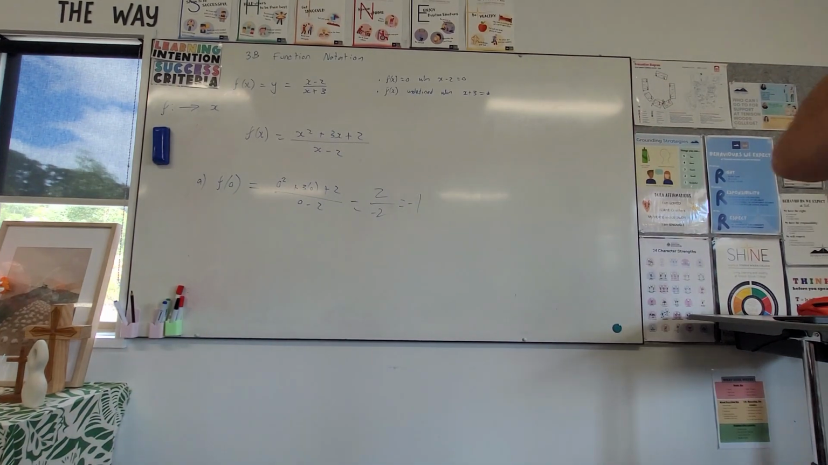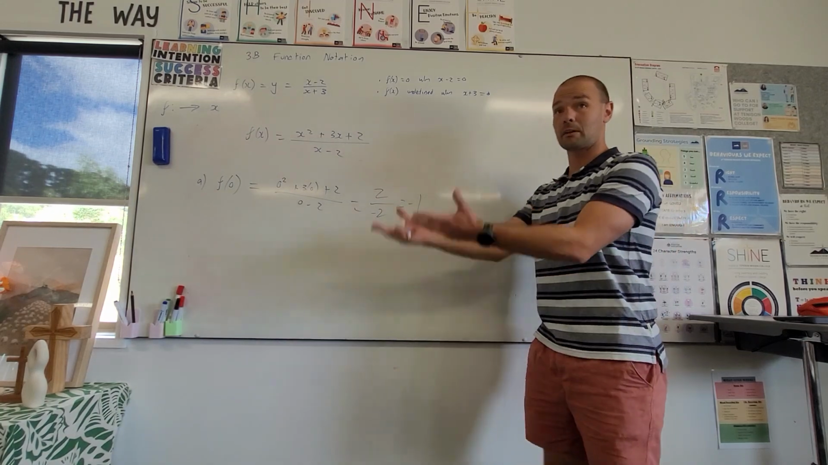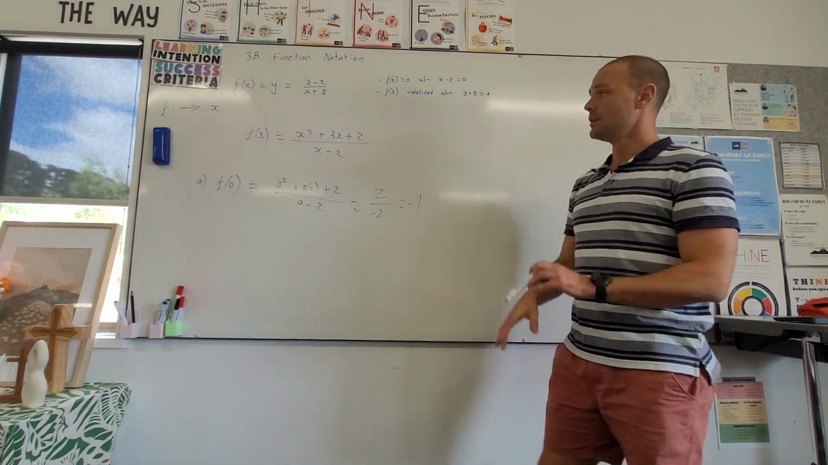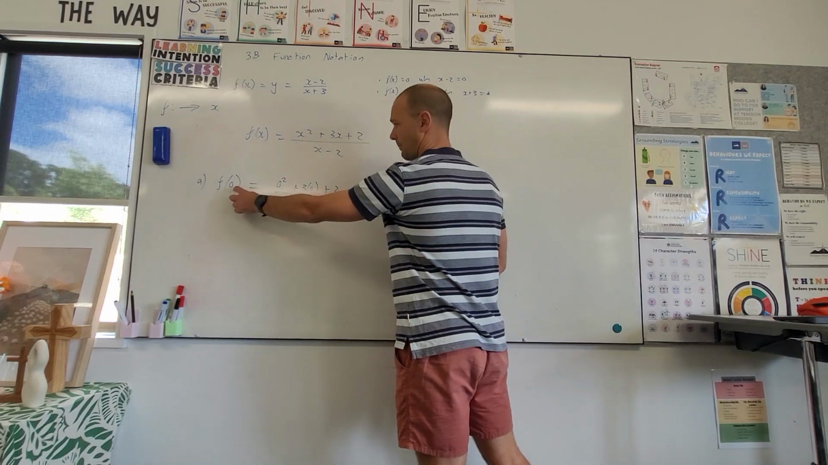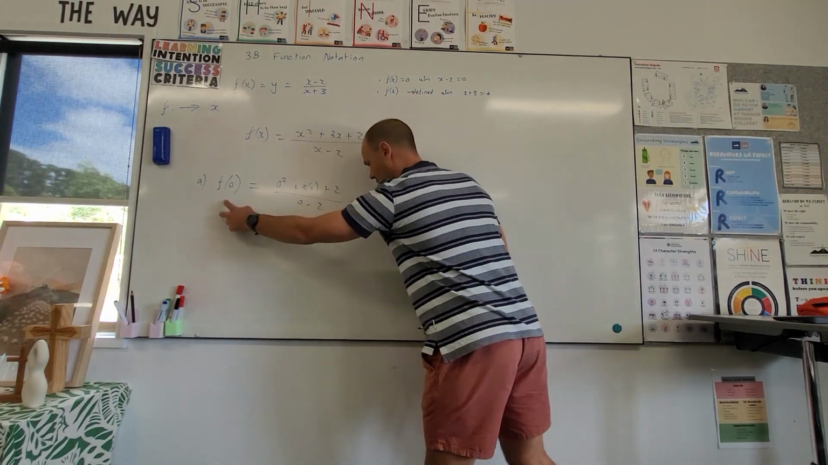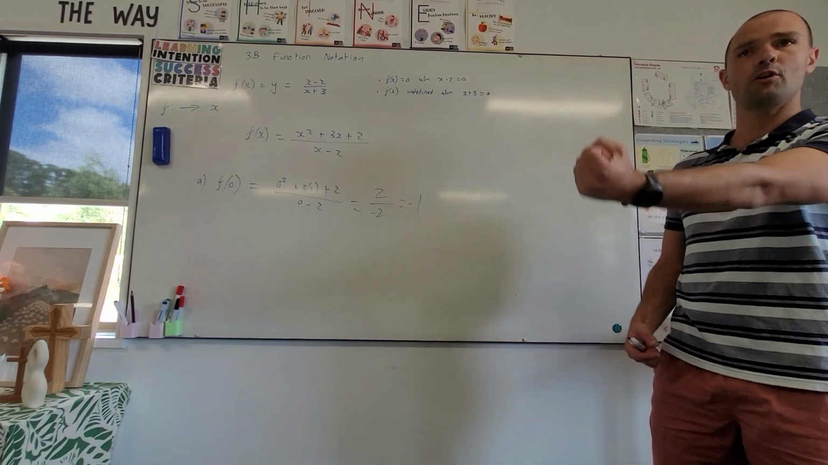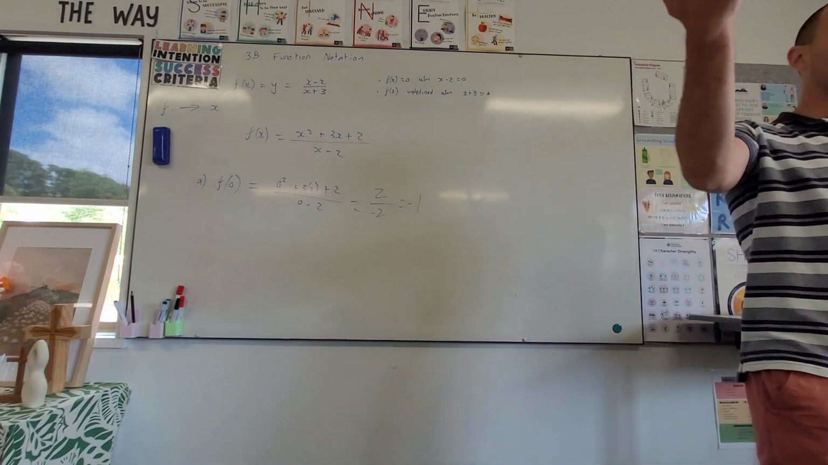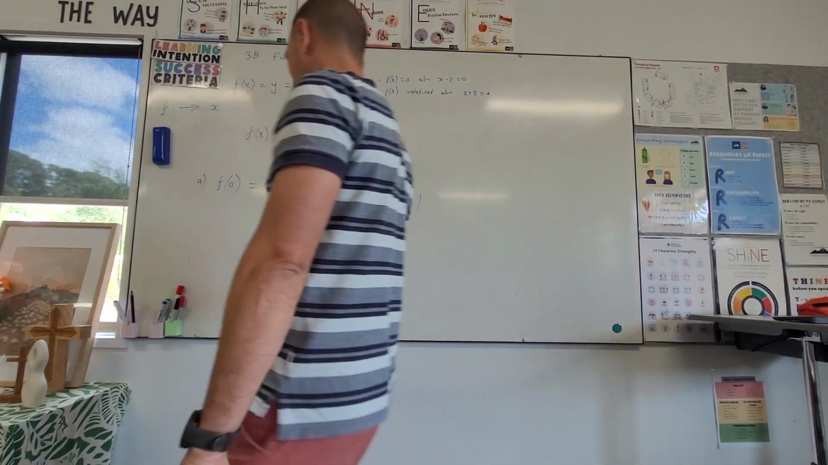Okay, so this is a function machine. When you input an x value, out comes the y value. So when we input x is 0, then the corresponding y value is minus 1. When x is 0, y is minus 1. That's the coordinate on the graph. Okay, part B. Find f of 1.